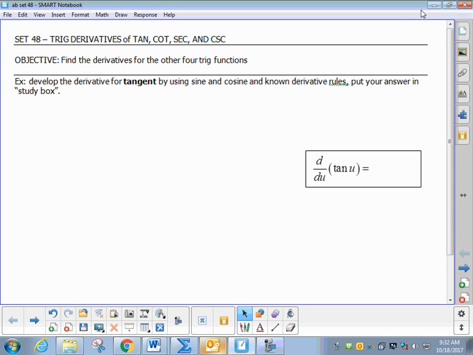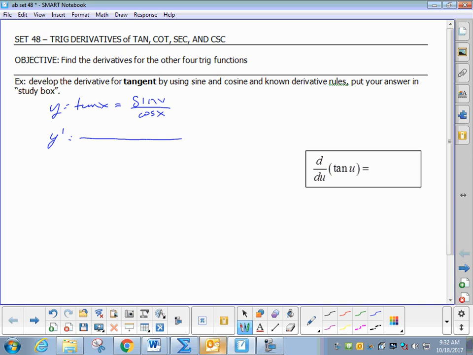So here we go. How can you develop the derivative if y is tangent of x, and how do you find the derivative of tangent? Sine over cosine, and then use the quotient rule. Y prime then is low d high minus high d low over the square of what's below.